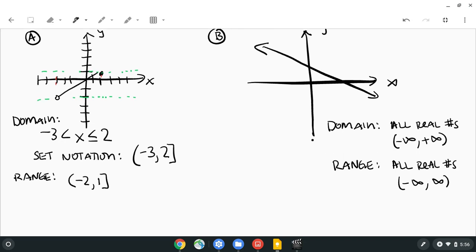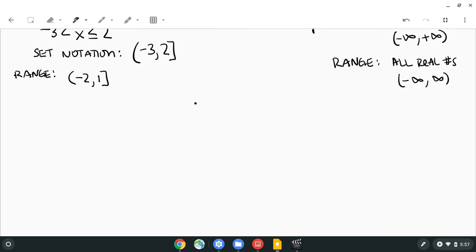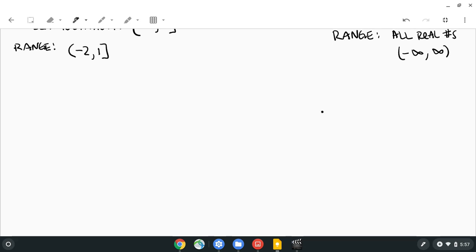Hopefully you see the difference between these two lines. This one is a line that goes forever in both directions, whereas this one here has endpoints. One is a closed endpoint, one is an open endpoint. All right, let's take a look at another example here.